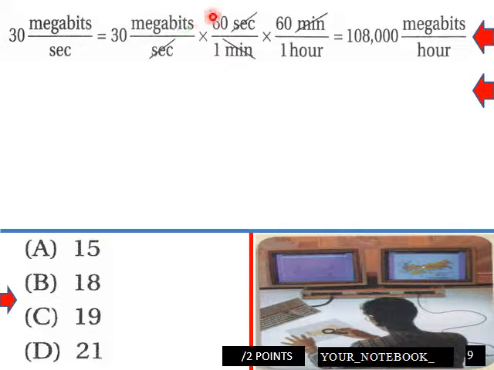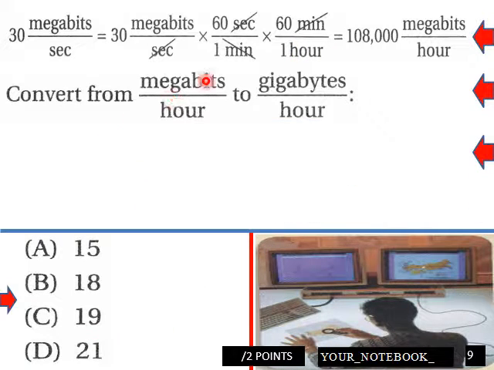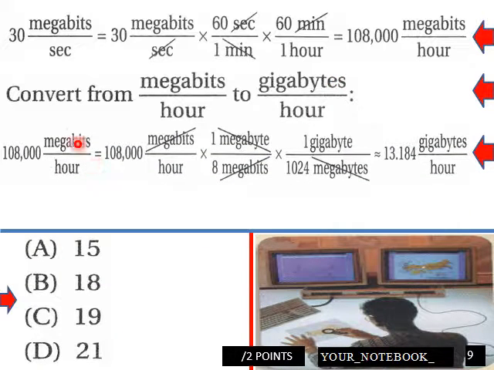So here is our conversion factor, 60 seconds over 1 minute, 60 minutes over 1 hour. So after pushing this through here, we get 108,000. So we have 60, 60, and then 30 megabits per hour. Convert from megabits per hour to gigabytes per hour. So megabytes here, we multiply this through.